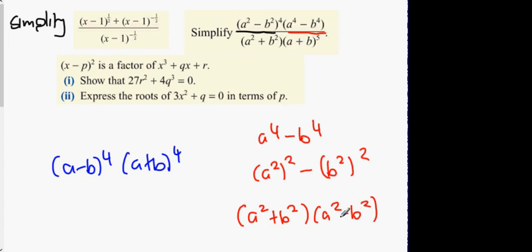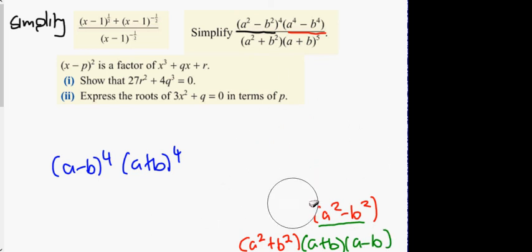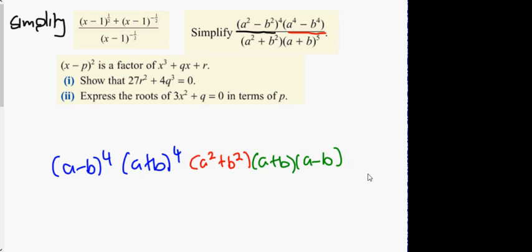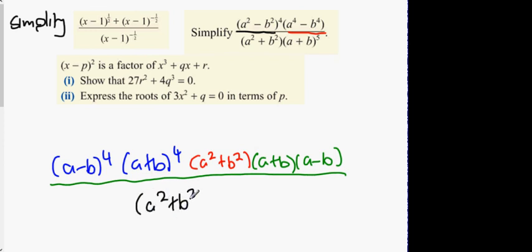Now which one of these can break up further? Second one, okay? And then we're going to get a squared plus b squared, and then we're going to get in green here, it's going to be a plus b, a minus b, and that's your part there, okay? That's it there, okay? And then all divided by a squared plus b squared, a plus b to the power of 5.